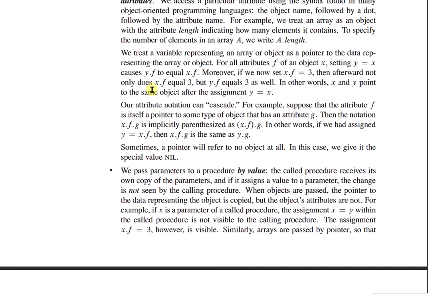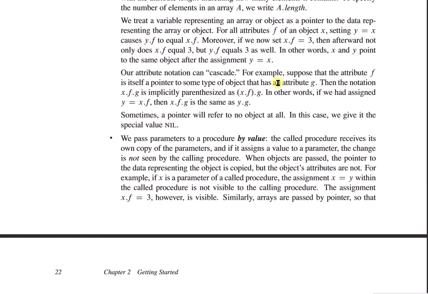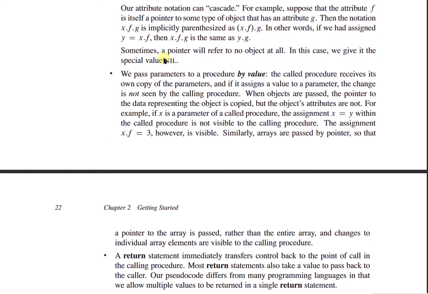For all attributes f of an object x, setting y equal to x causes y.f to equal x.f. Since it is a pointer, a pointer may refer to no object at all. In this case, its value is nil.